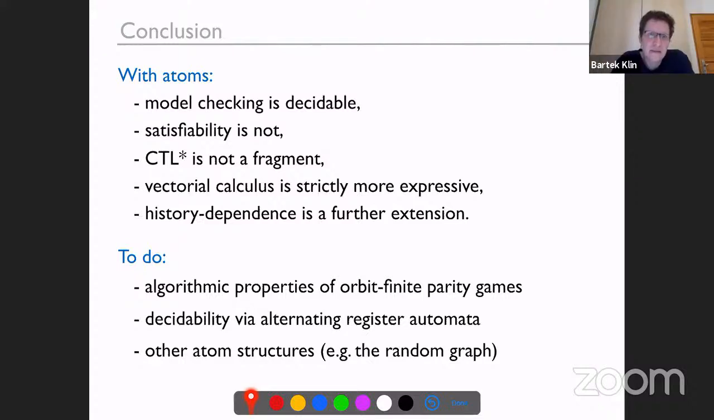So that hasn't been written down, but I guess, and it must be true, that the vectorial calculus corresponds to tree automata with registers. Now, the scalar one is a bit restricted version, and I don't know exactly what kind of automata it corresponds to. And the history-aware one, that hasn't been worked out.